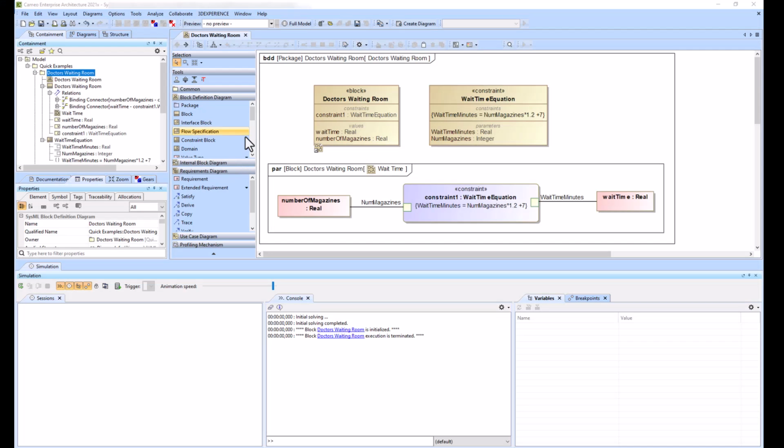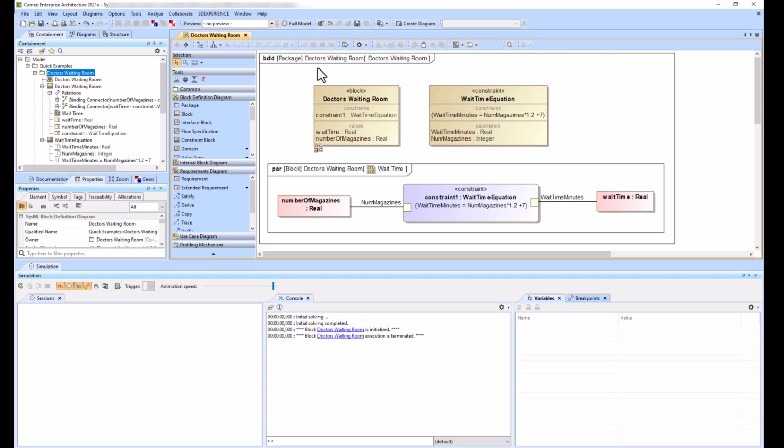In this example, we're going to go over a very quick and simple parametric diagram with the Simulation Toolkit. Right now we're using Cameo Enterprise Architecture 2021X. Cameo Systems Modeler will also work. We have to make sure that the Simulation Toolkit is installed and running. The way you would know that is that you see this play button right here. When you click on the block, then you can push play and it will start the Simulation Toolkit.